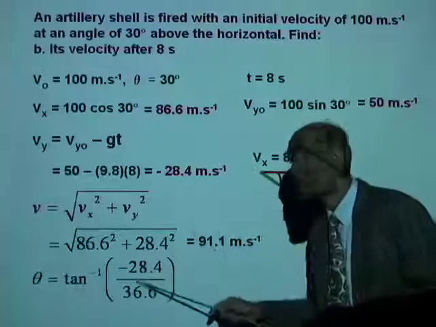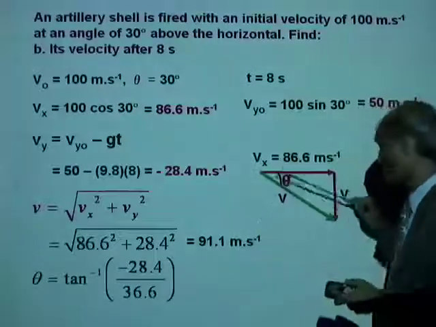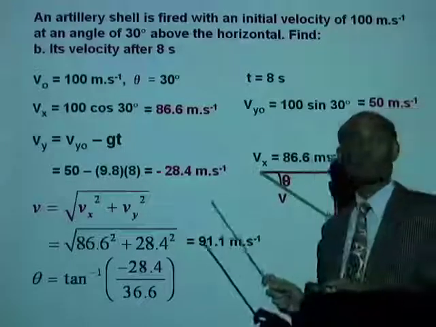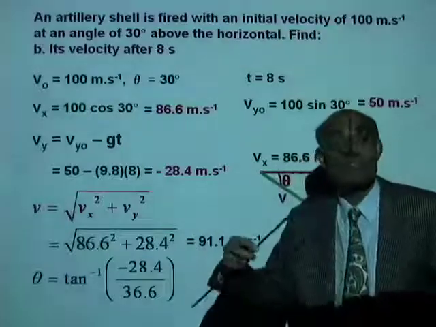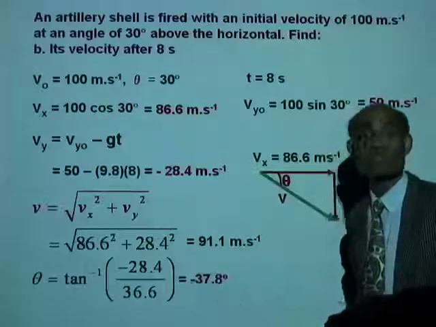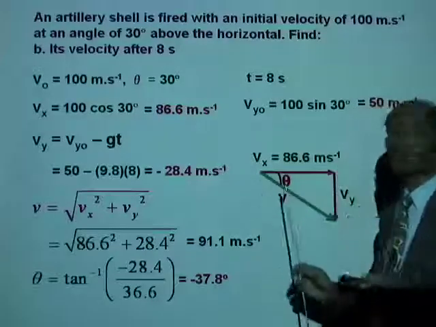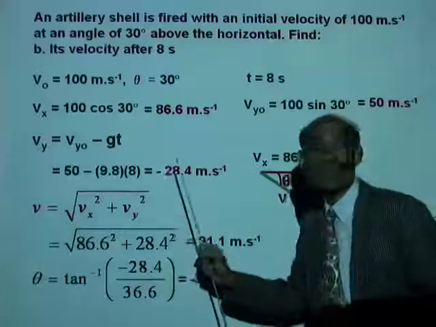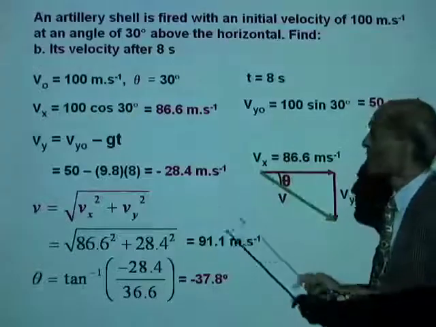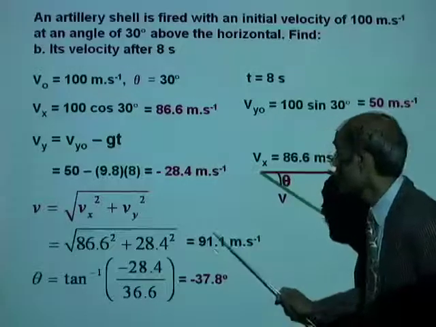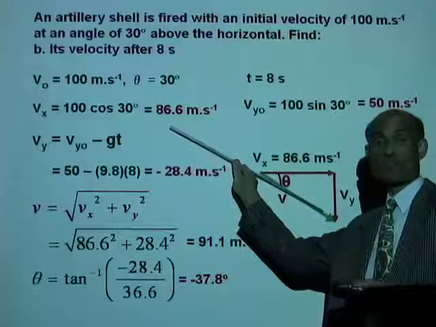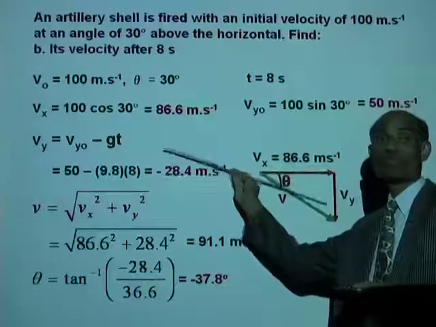Now remember, this is a fourth quadrant angle. Is that right? X is positive, Y is negative. That is a fourth quadrant angle, and the calculator will give it to you directly. If you put this in the calculator, it gives you negative 37.8 degrees. The velocity of that projectile at that time, at t equal to 8 seconds, is 91.1 meter per second at an angle of negative 37.8 degrees with the positive x-axis.